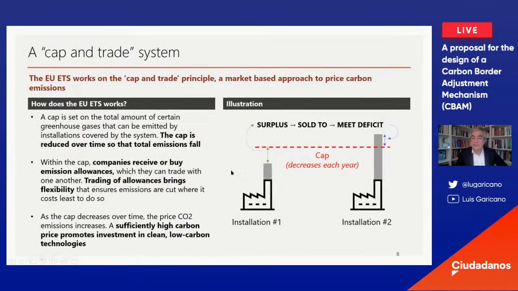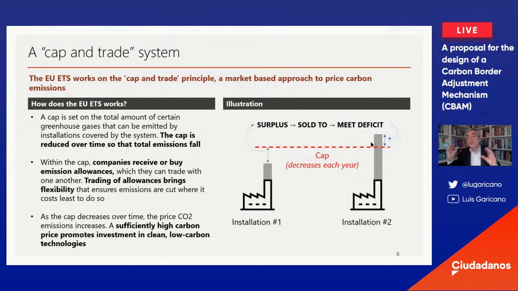For a company for which it is very easy or relatively cheap to make an effort and cut CO2 emissions, look at the right-hand side of the PowerPoint and look at installation one on it. Installation one has seen that it can decrease its carbon footprint relatively easier. And then it has a surplus of emissions. It has some emissions that it doesn't need, and it sells to this other company that has a complicated and big problem trying to reduce their emissions. This is the most efficient way to fight climate change and to reduce CO2 emissions, because we are getting the ones who find it cheaper to reduce their emissions to actually be the ones who reduce it. We get the exact amount of CO2 we want, but we distribute the cost in an efficient and smart way.